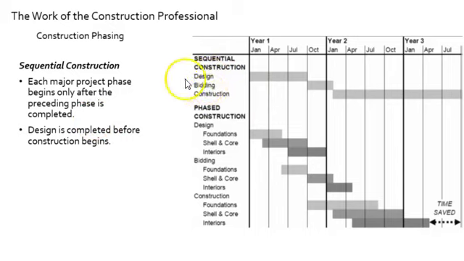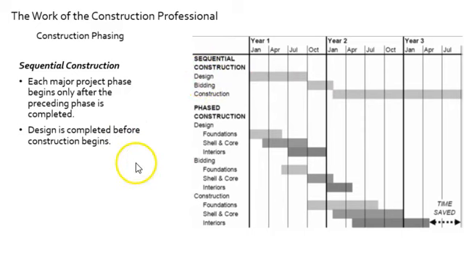So here, that's what we were just talking about. We were talking about our first delivery system, and that's kind of what they're illustrating right here. Design happens, it ends, it goes out to bid for a period, it ends, it's awarded, and construction begins. Very clear phases. Start, stop, start, stop. Design is completed before construction begins. Yes, that's what's illustrated there.